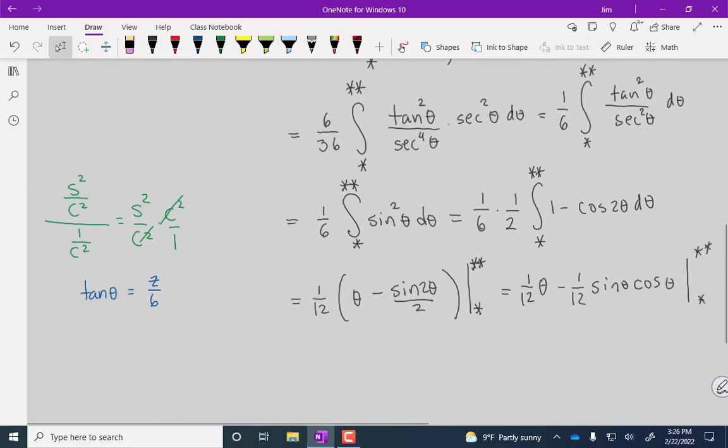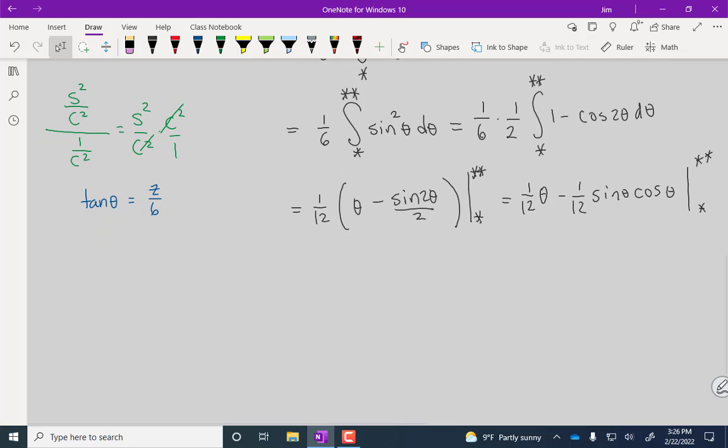So the cool triangle comes from our let statement. So we let the z over 6 be tangent. So now we draw our triangle like we're in quadrant 1, counterclockwise rotation from the positive x. Tangent is rise over run, so z and 6.